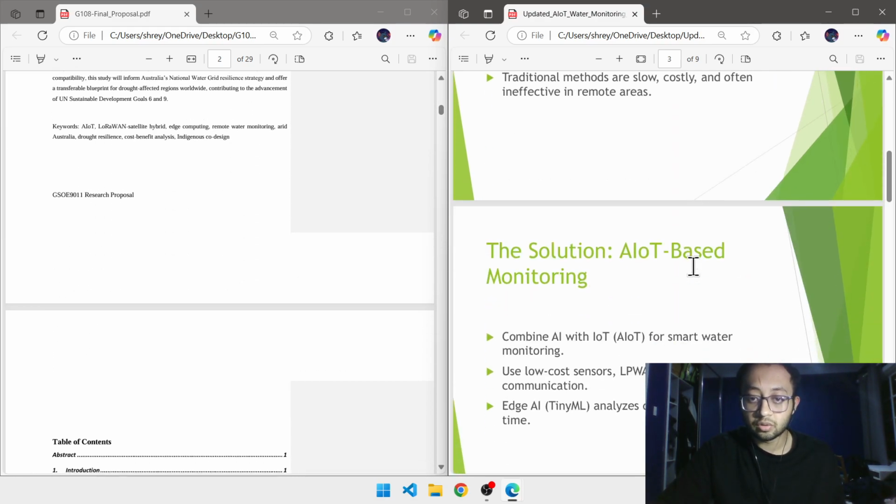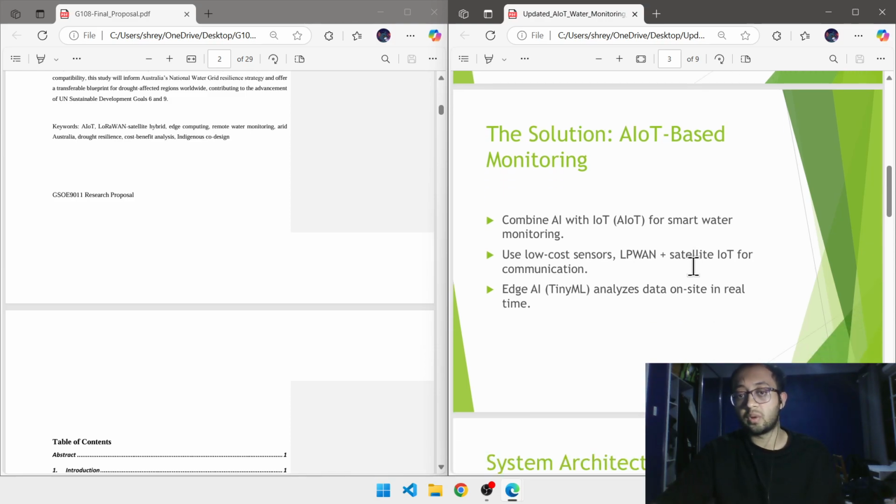Moving on to the solution that we have come up with. We have combined AI technology with IoT for smart water monitoring. This will use low cost sensors, LPWAN plus satellite IoT for communication, and Edge AI, TinyML that analyzes the data on site and in real time.